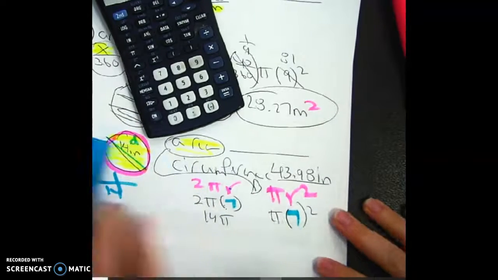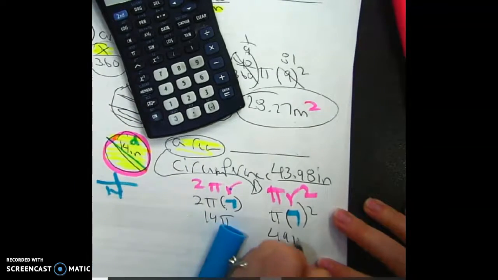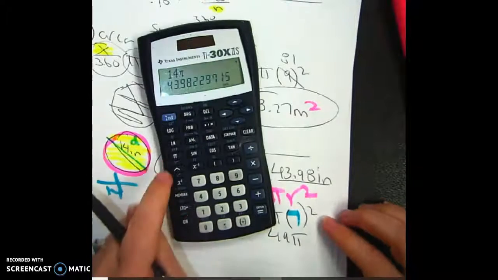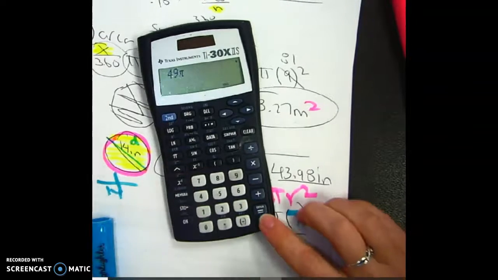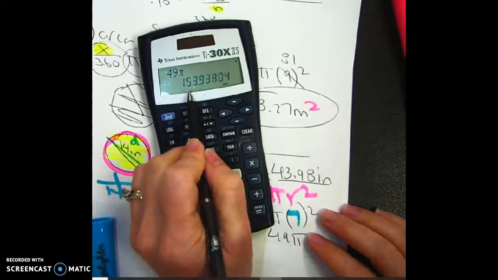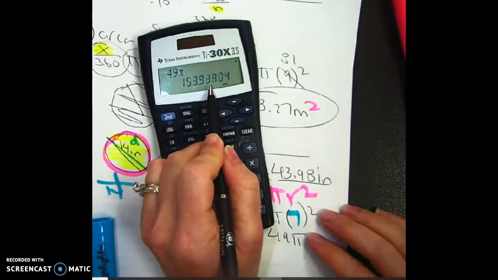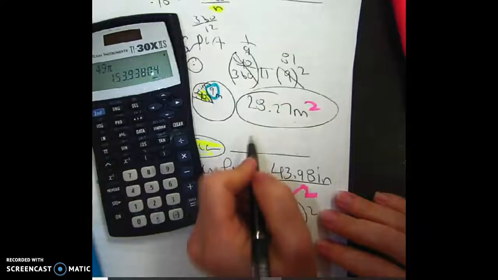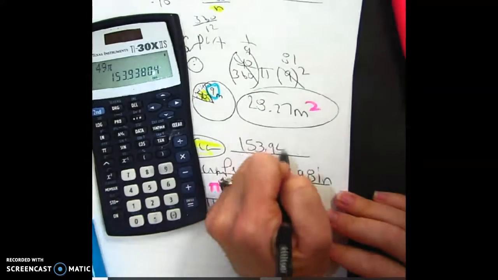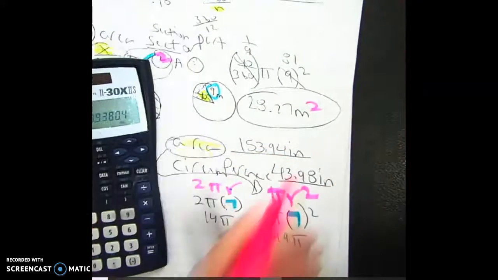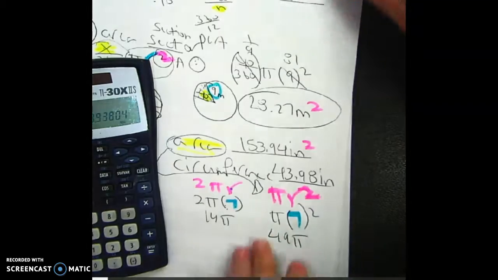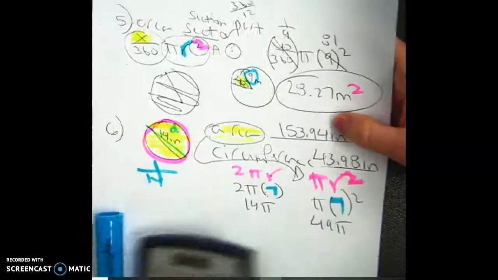7 squared means 7 times 7, which is 49 pi. If you don't know that, you'll just plug it all in here. So 49 pi equals 153, not 93, because the 8 means it goes up. So it's 153.94 inches, it's area squared. Okay, I don't think I need to do another example of that one. I think you're good to go.